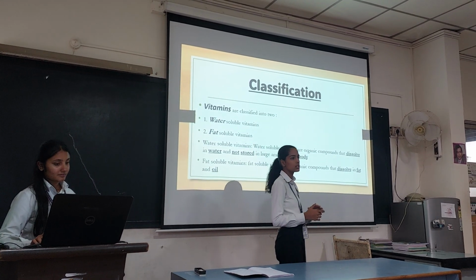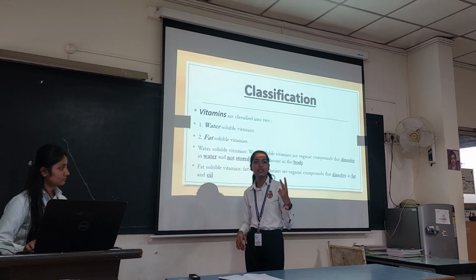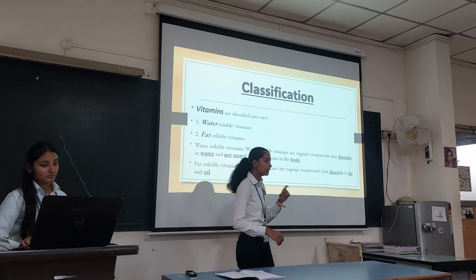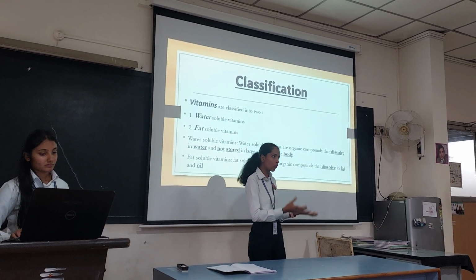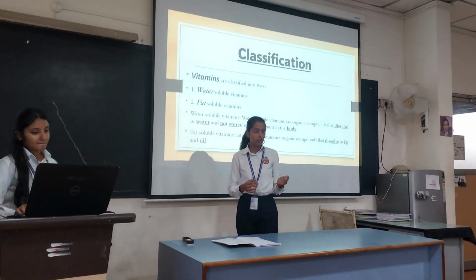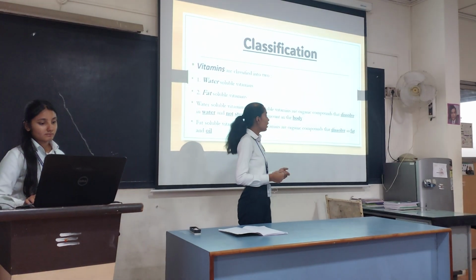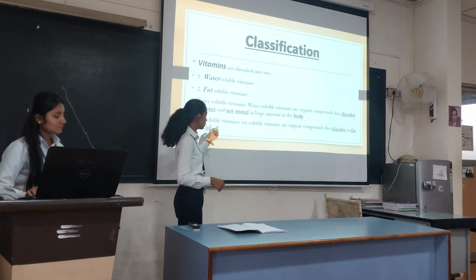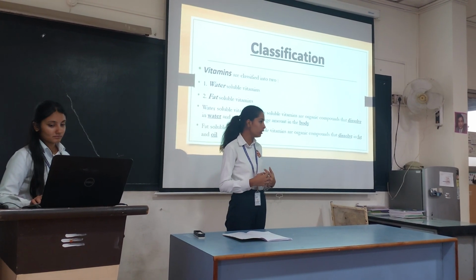The vitamins are divided into two. The one is water soluble vitamin and the second is fat soluble vitamin. In one line we can say water soluble vitamins are those vitamins which dissolve in water. It is an organic compound which dissolves in water and we can't store it in our body. Whereas fat soluble vitamins are also organic compounds, and we can store them in our body.